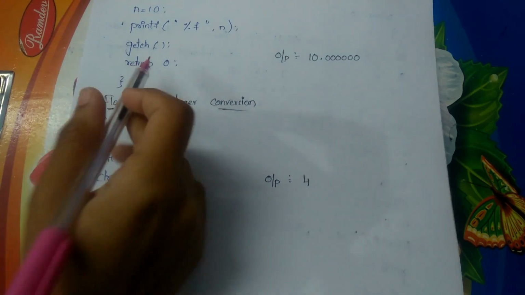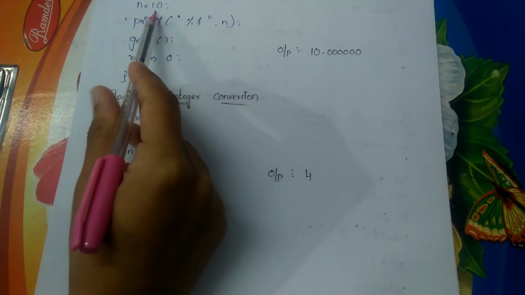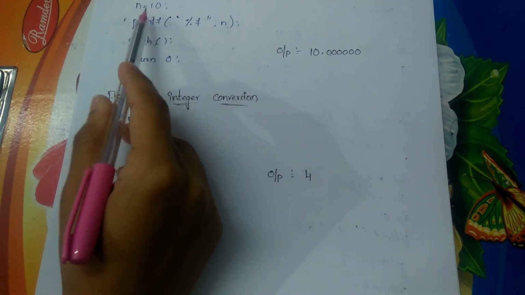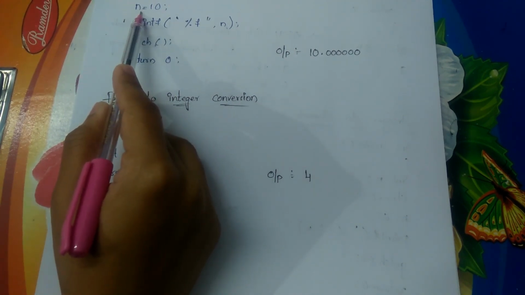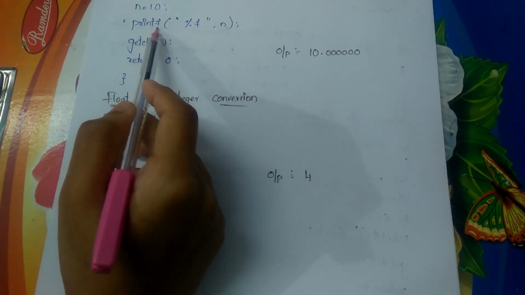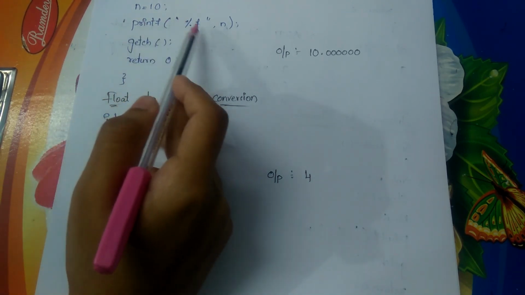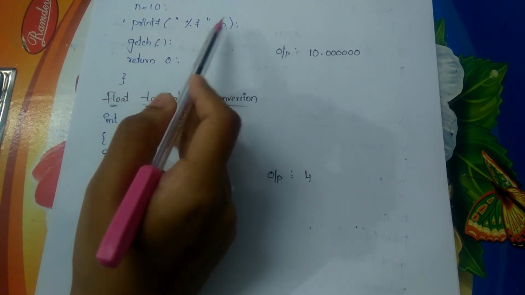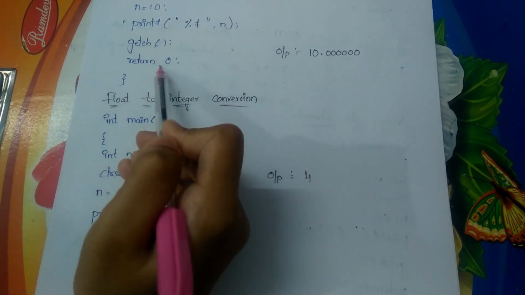After the clear screen, n equal to 10. So I am assigning the value 10 to the variable n, but this n is declared as a float. So this is same as the previous example. And the printf %f, and I want to print the value of n, and getch, return 0, close the block.